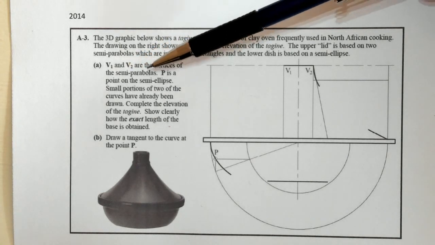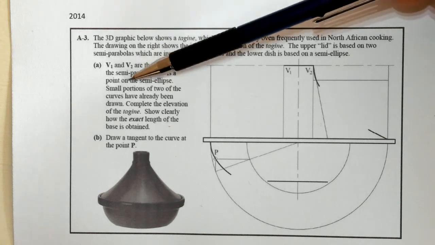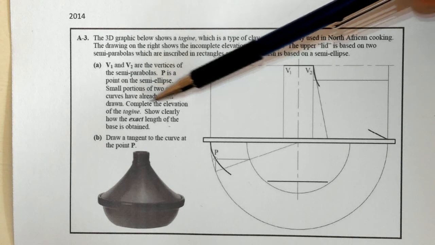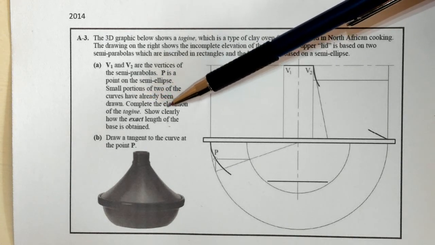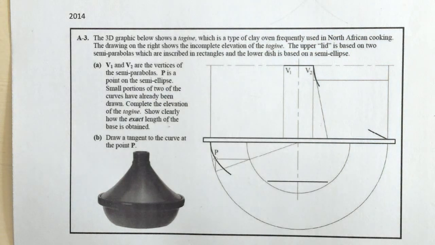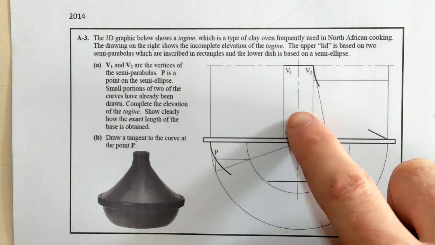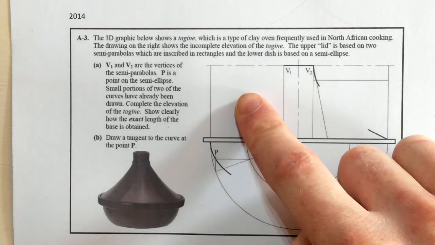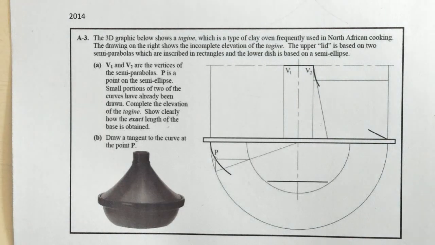P is a point on the semi-ellipse. Small portions of two of the curves have already been drawn. Complete the elevation of the tagine, showing clearly how the exact length of the base is obtained. Now I'm just going to quickly go over one of the parabolas here at the top. You can just use axial symmetry to get the second parabola.